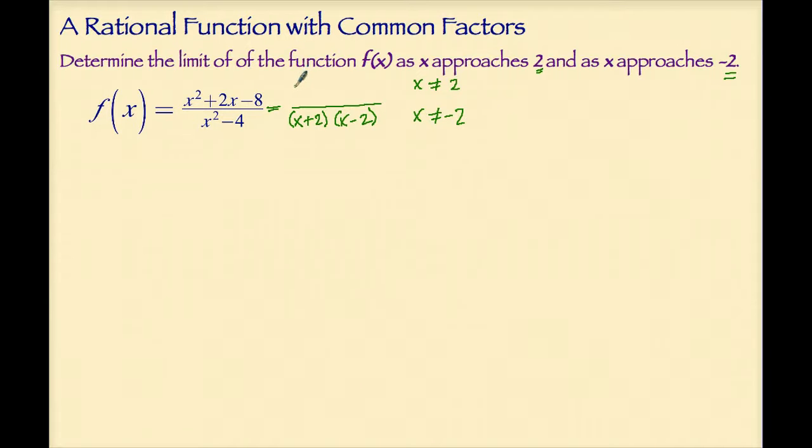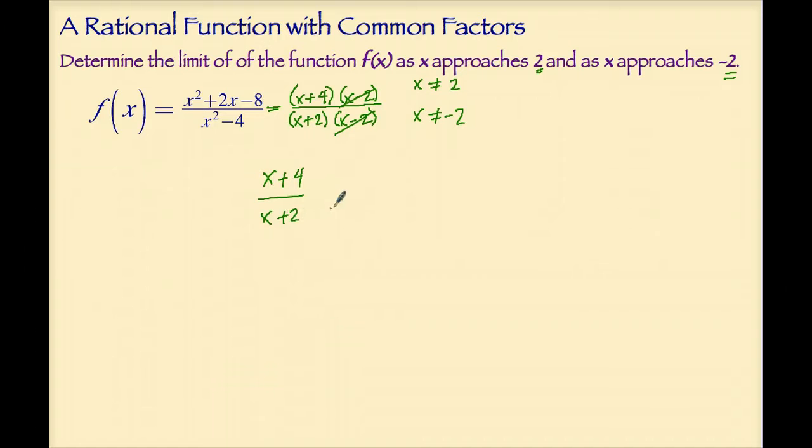It also factors into these two factors, x plus 4, x minus 2. Notice that one of the denominator factors cancels with one of the factors in the numerator, giving us a reduced rational function, x plus 4 over x plus 2.